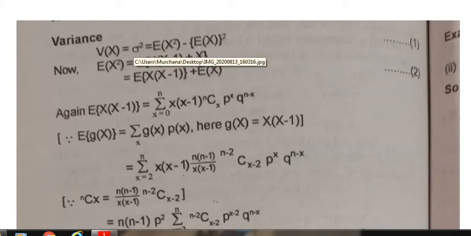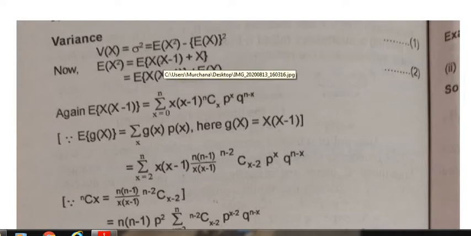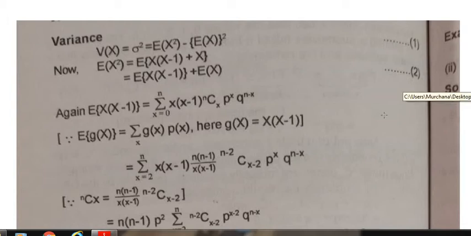This variance of X equals expectation of X square minus expectation of X whole square is marked as equation number 1. Now, expectation of X square can be written as expectation of X into X minus 1 plus X, and we know a property of expectation such that the expectation of X plus Y is expectation of X plus expectation of Y. Using this property, we can write this as expectation of X into X minus 1 plus expectation of X, and this can be marked as equation number 2.